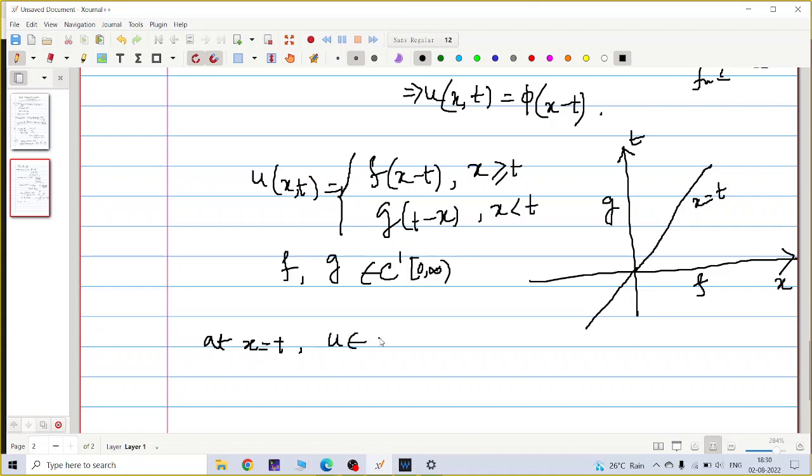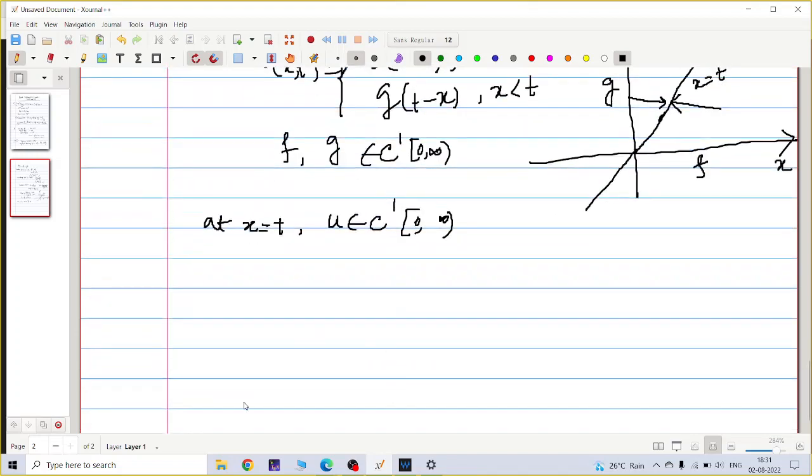u is in C1 on (0, infinity) for all x and t. Okay, so this solution breaks at the line x equal to t. So if I go from here, or from here, to reach x equal to t, then u should be continuous.